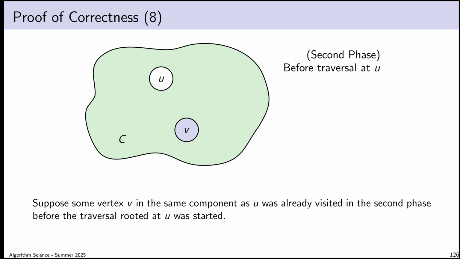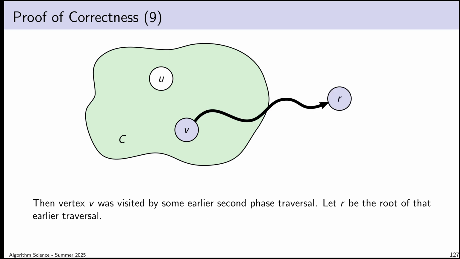All right, so we're going to go for a contradiction again. Suppose that some vertex V in the same component as vertex U had already been visited in the second phase before the traversal at vertex U was started. Well, obviously what that means is that there was some other vertex, so this diagram depicts my original graph G. That means that there was some other vertex in the second phase, we'll call it vertex R, where I did a traversal beginning at vertex R, and that traversal visited vertex V.